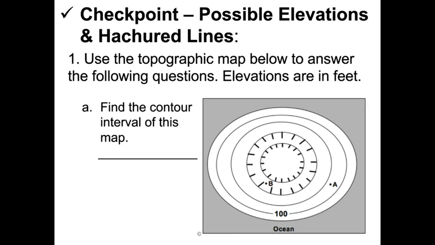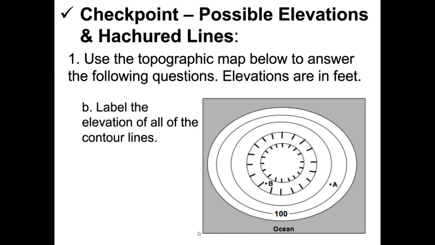Checkpoint. Use the topographic map below to answer the following questions. Now the elevations are in feet, and we see that the outside is the ocean. Now if the ocean is 0 and our next contour line is 100, find the contour interval of this map. It's going to be 100 feet because we know the ocean is 0.